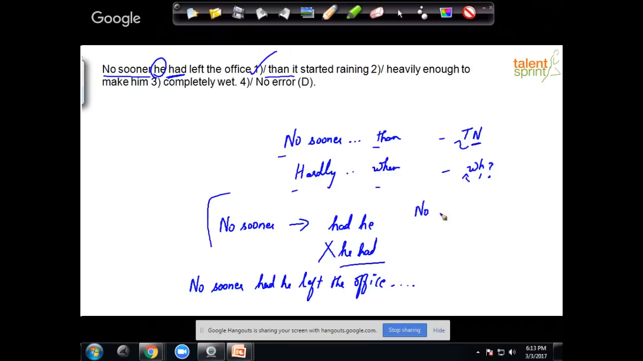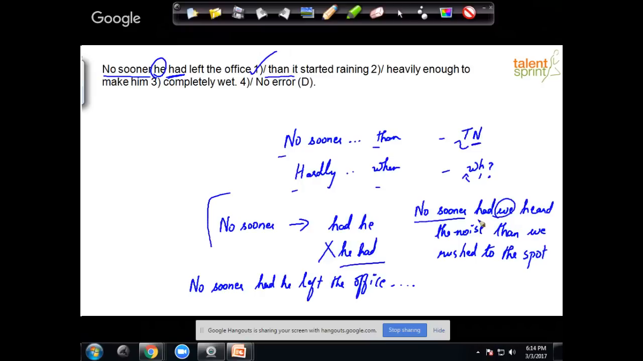No sooner had we heard the noise, then we rushed to the spot. Right? So again, reiterating the rule, sentence begins with no sooner, we is the subject, but the auxiliary verb had precedes the subject. That's the rule. Okay, let's move on.